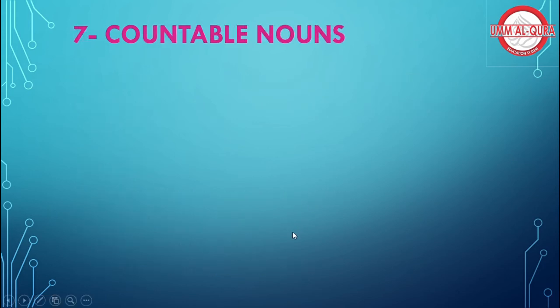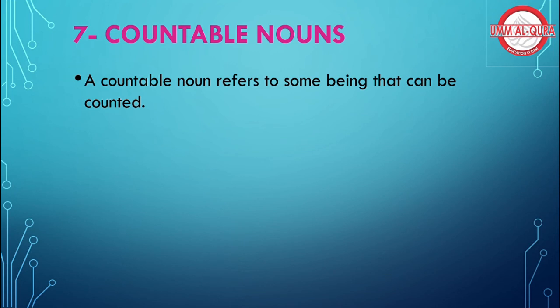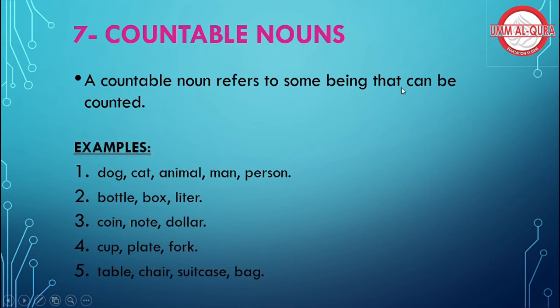Moving on, we have countable nouns. As you can see, it is clear from the name, the nouns that we can count. A countable noun refers to some things that can be counted. Examples. Okay, I've given you random examples here. Dog, cat, animal, man, box, note, liter of milk, fork, table, suitcase, bag. All of these things can be seen and can be counted both.